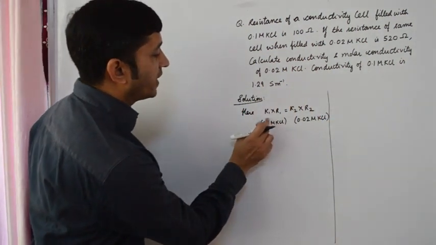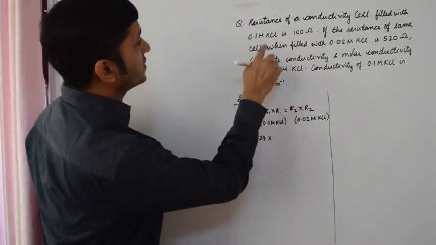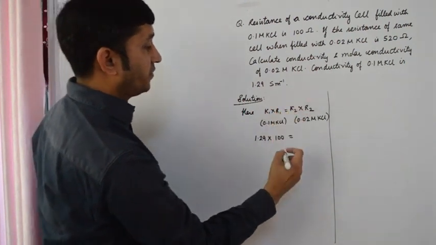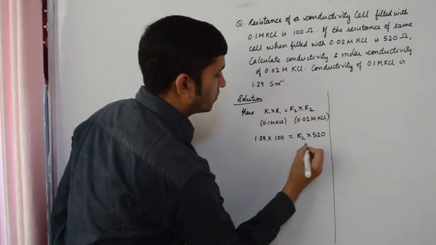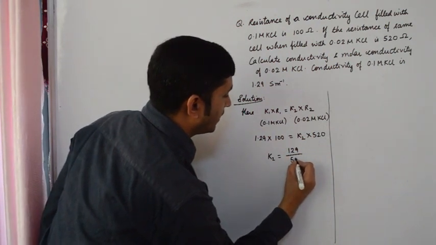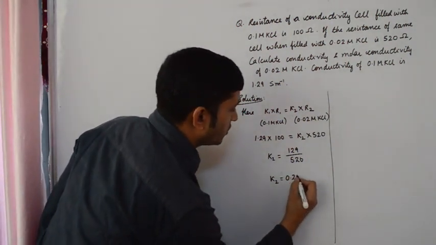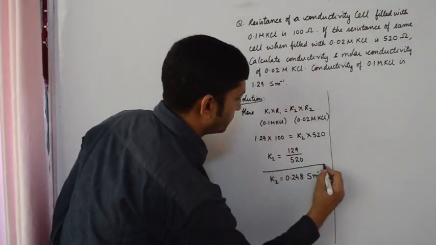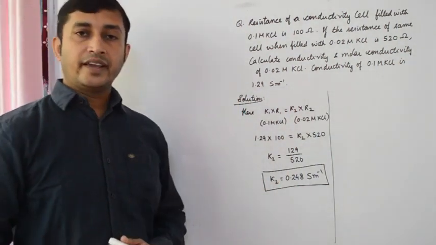Now for 0.1 molar KCl, conductivity is how much? 1.29, and its resistance 100 ohm. And for 0.02 molar KCl, conductivity we have to determine, and resistance is given here 520 ohm. So we will get that kappa 2 will be equal to 129 upon 520, or conductivity of the solution will be equal to 0.248 Siemens per meter. So in this way we have determined the conductivity of 0.02 molar KCl.